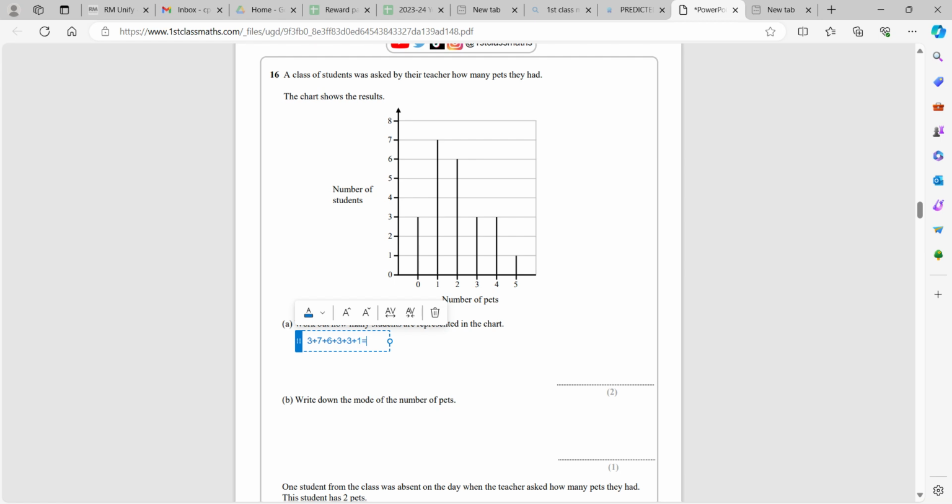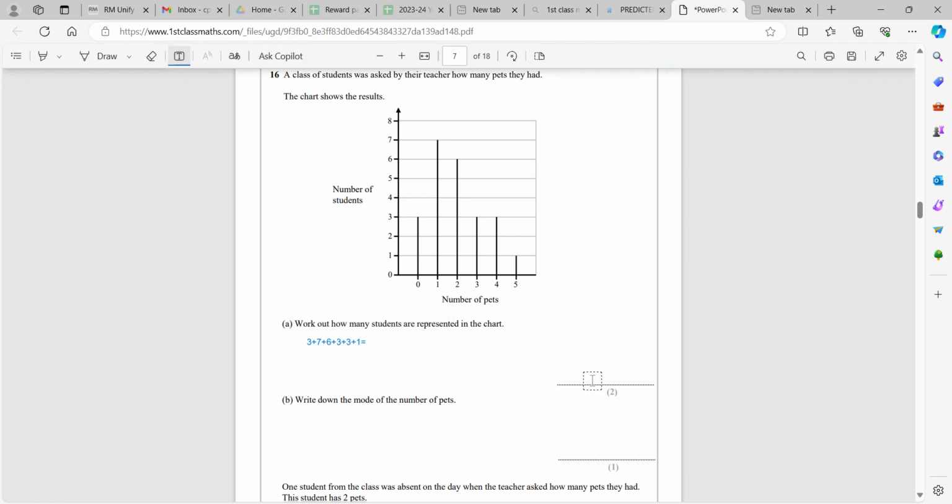Now if you write this and for some reason you add this up and you get it wrong, you will still get 1 mark because you've written this. If you don't write this, you add it up in your head and you get it wrong, you will get no marks. So you need to be making sure you're writing this down. 3 plus 7 is 10, plus 6 is 16, plus 3 is 19, plus that 1 there is 20, plus the 3 is 23.